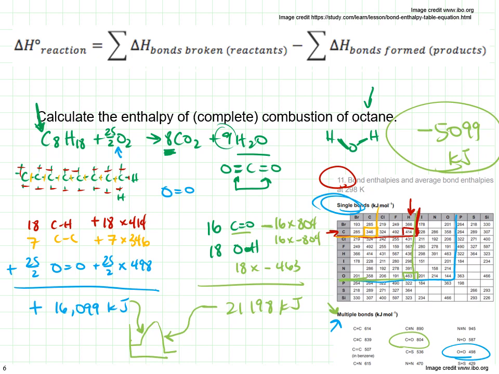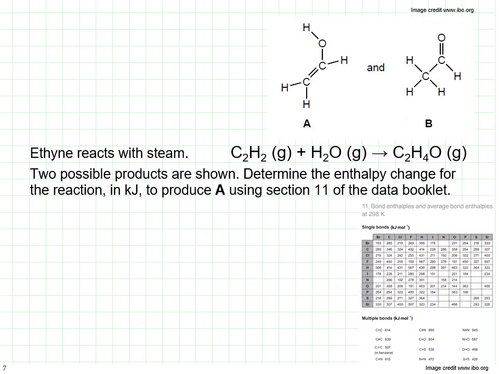Feeling good? Good. Let's look at this reaction between ethine and steam. So we have two possible products being shown here. This could be either A or B. And we are being asked to use section 11, which again is our bond enthalpy table, to figure out the enthalpy change for producing A. I'm going to take this guy here.